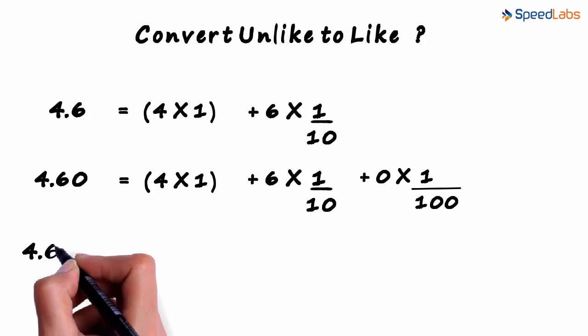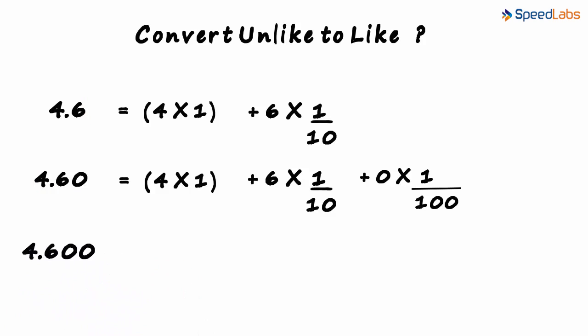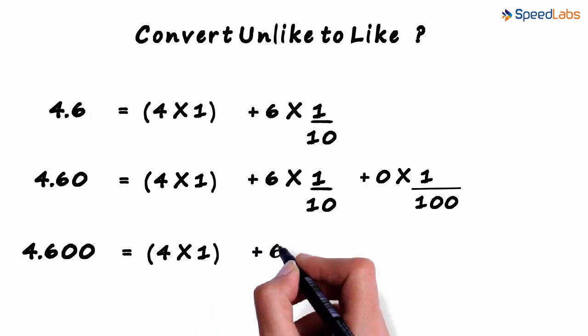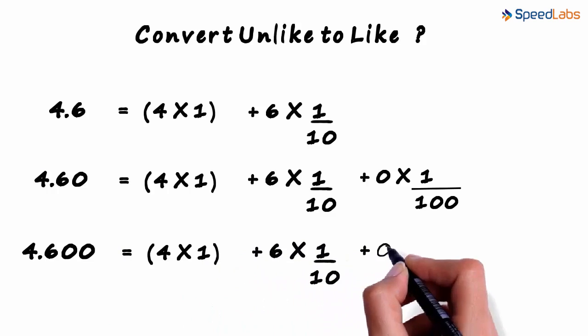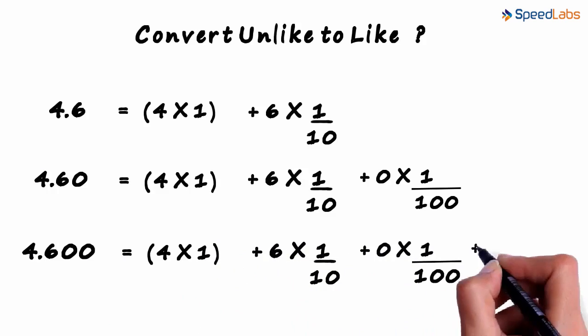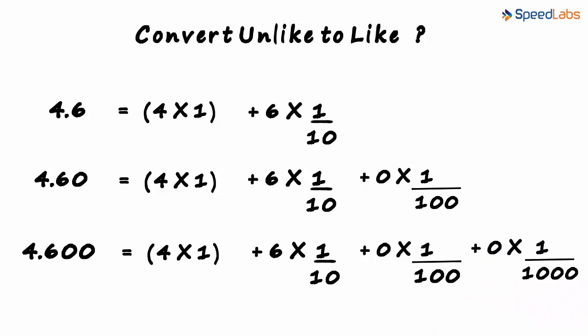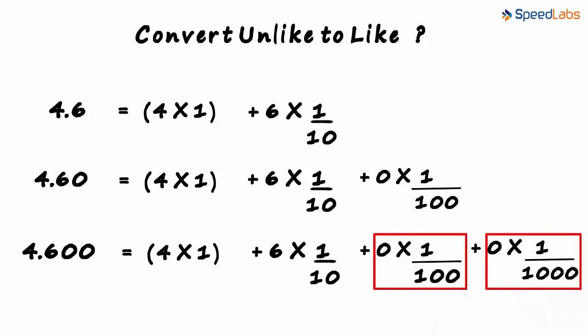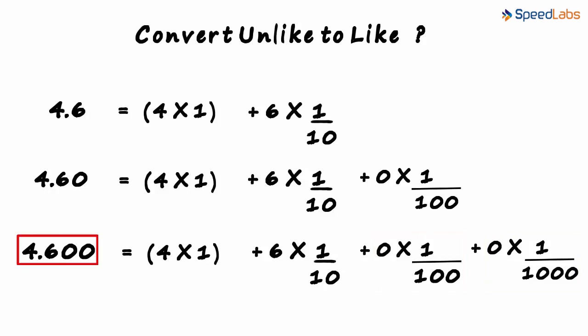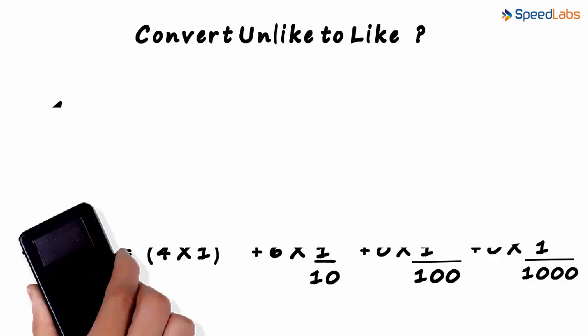What about 4.600? It equals 4 times 1 plus 6 times 1 by 10 plus 0 times 1 by 100 plus 0 times 1 by 1000. As these two terms are 0, we can surely conclude that 4.600 has the same numerical value as 4.6. It means that if we add zeros on the right after the last digit of the decimal part, the value of the number does not change.